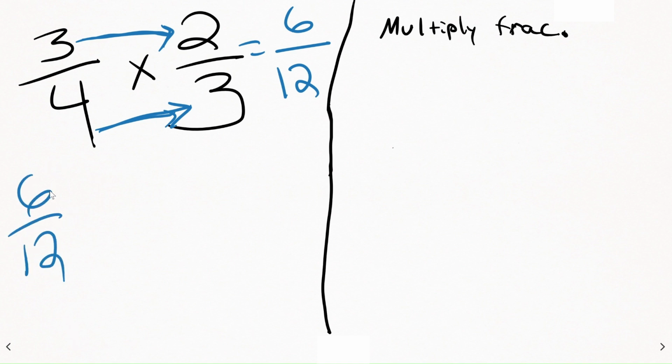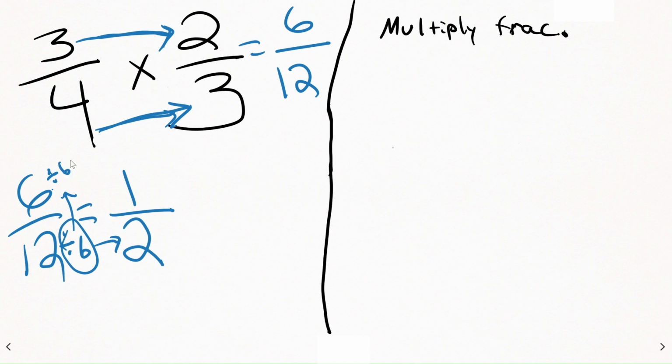Now, of course, you have to simplify, because see, doesn't the 6 go into 12? Isn't 12 a multiple of 6? So how many times does 6 go into 12? Well, 2. And how many times does 6 go into 6? 1. Because 12 divided by 6 is 2. And what you do on the bottom, you got to do on the top. So 6 divided by 6 equals 1. So that's where that goes. So 6 over 12 is the same thing as saying 1/2.